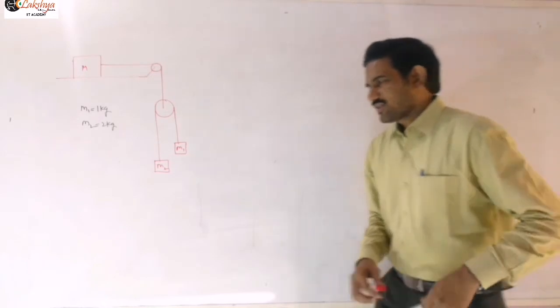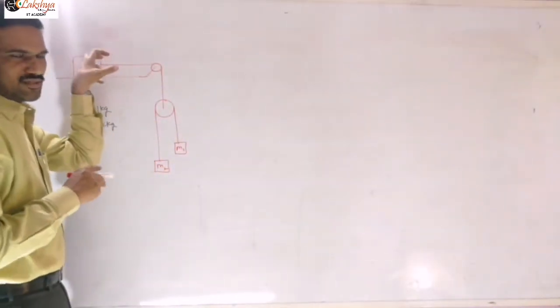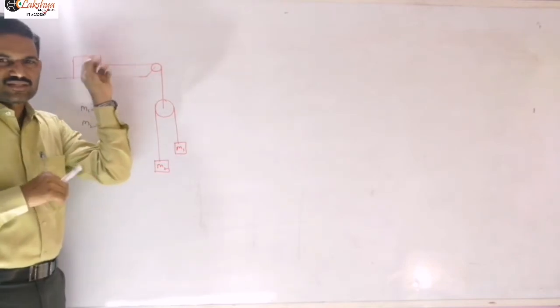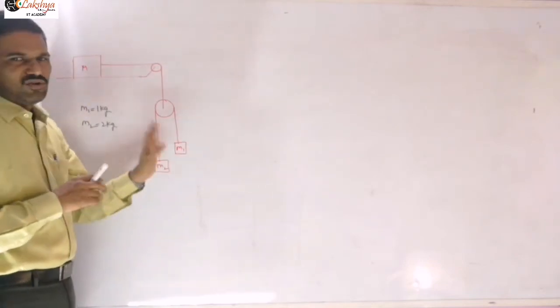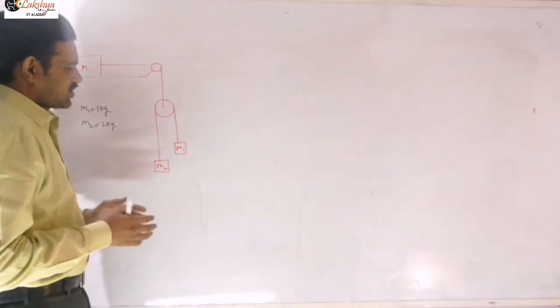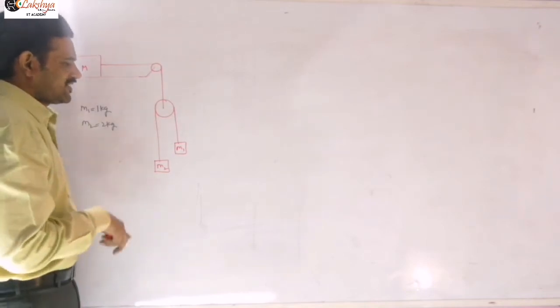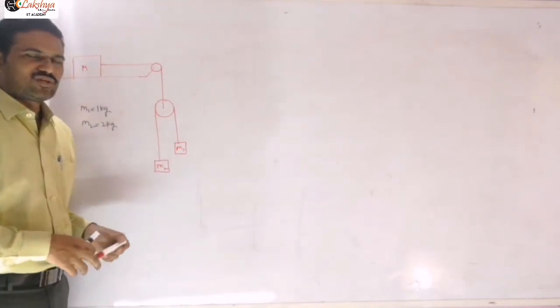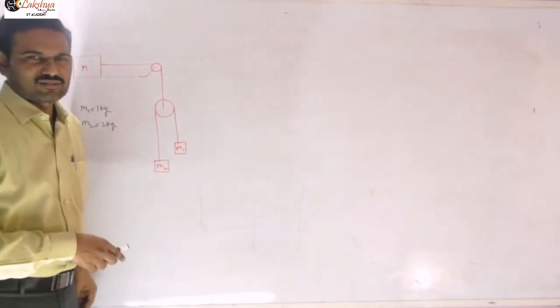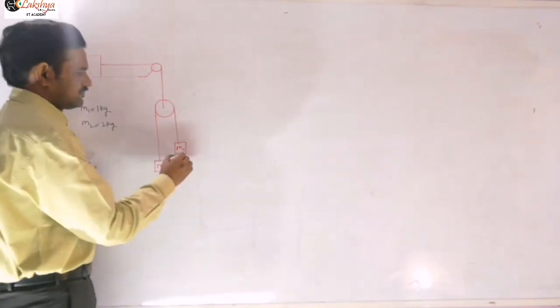So that means our given condition is that m1 should move with uniform velocity when you place a suitable block here. Now let us see how to approach this type of problem. If it is moving with uniform velocity, then you can find the tension in the string, right? Because uniform velocity means the acceleration of this block should be 0.